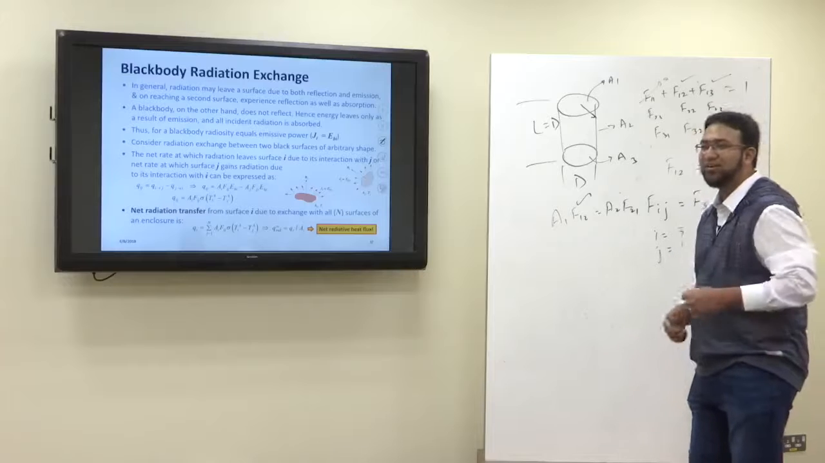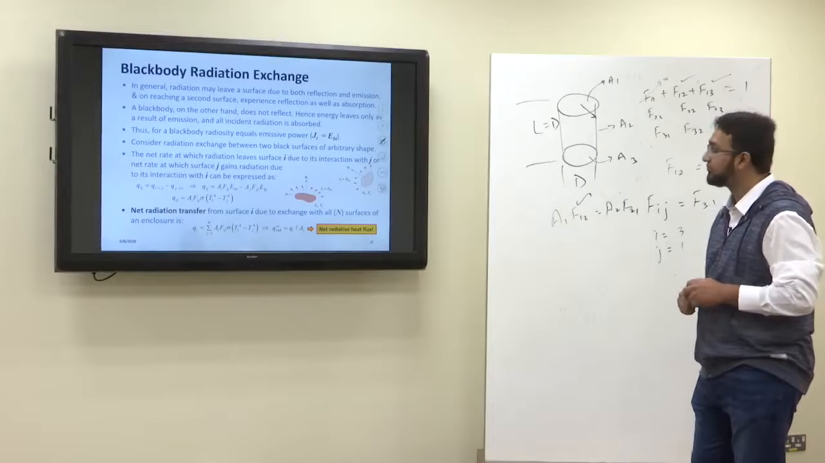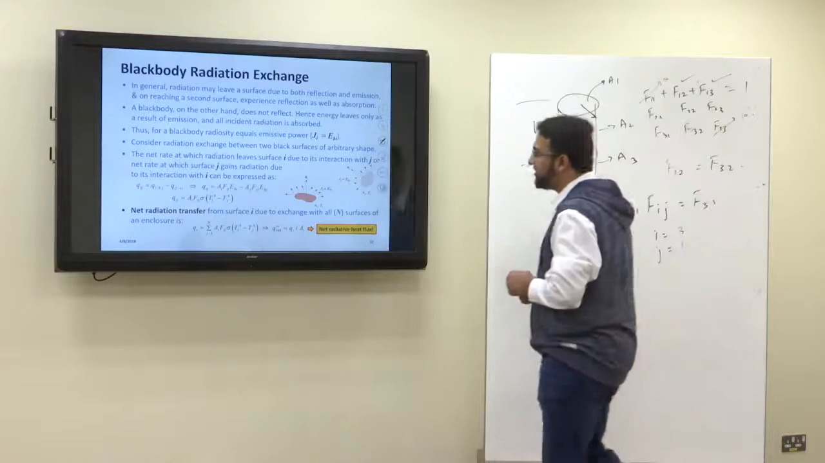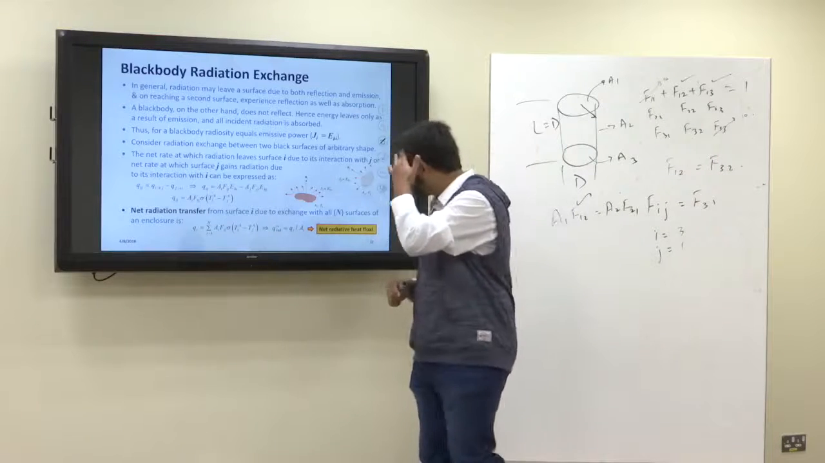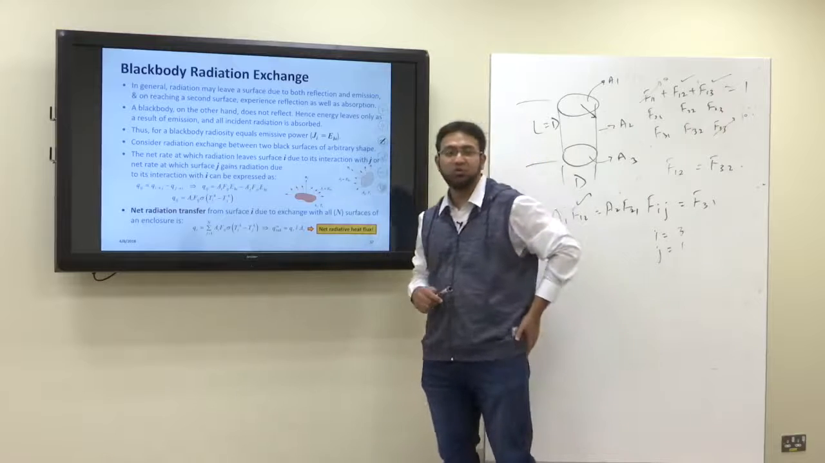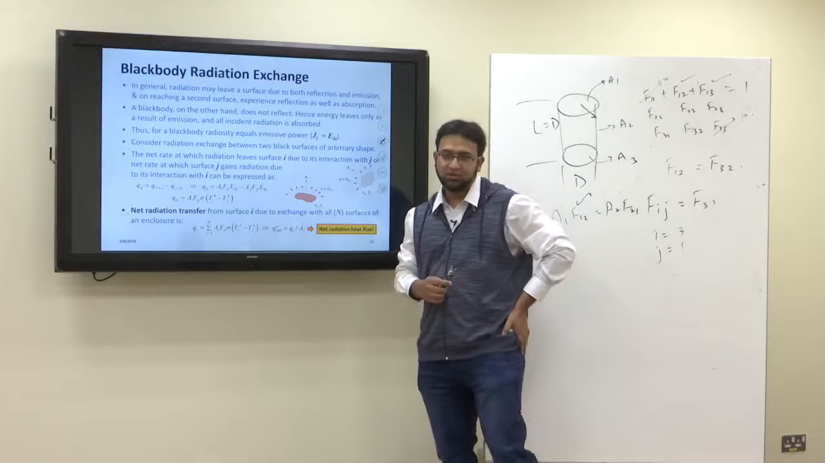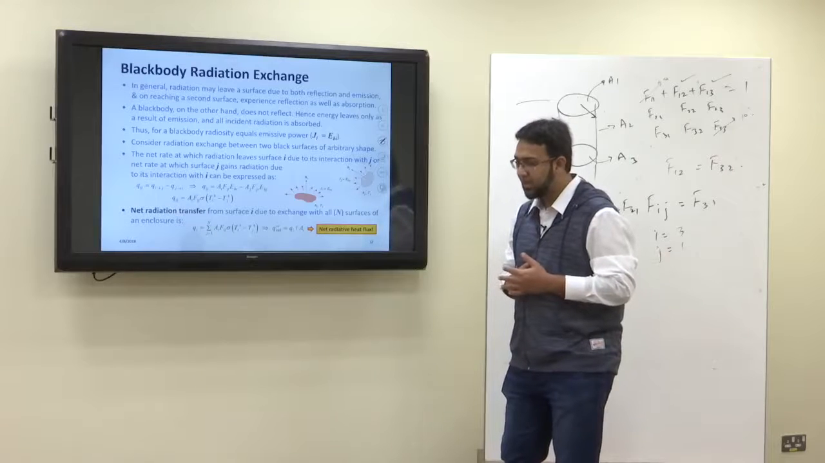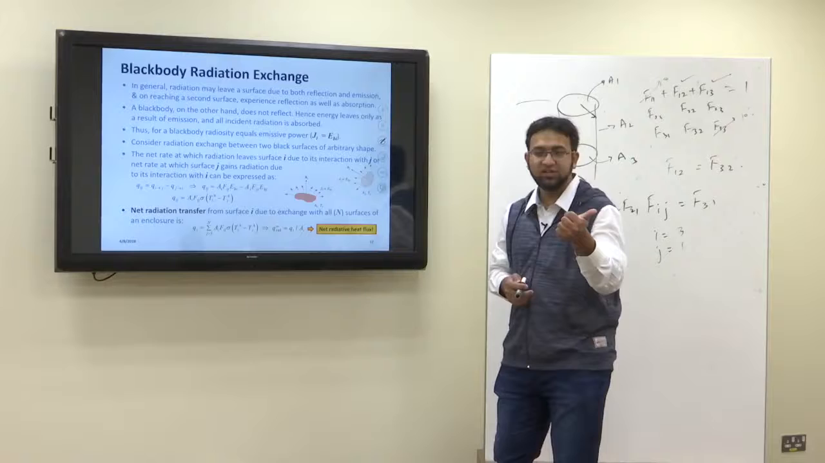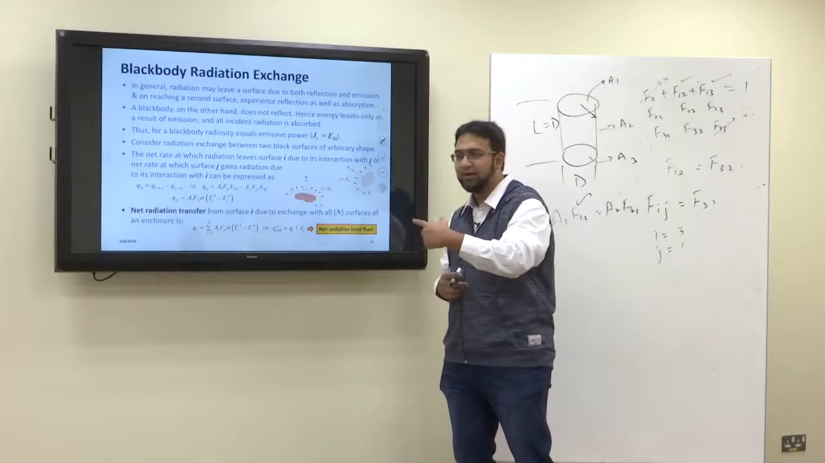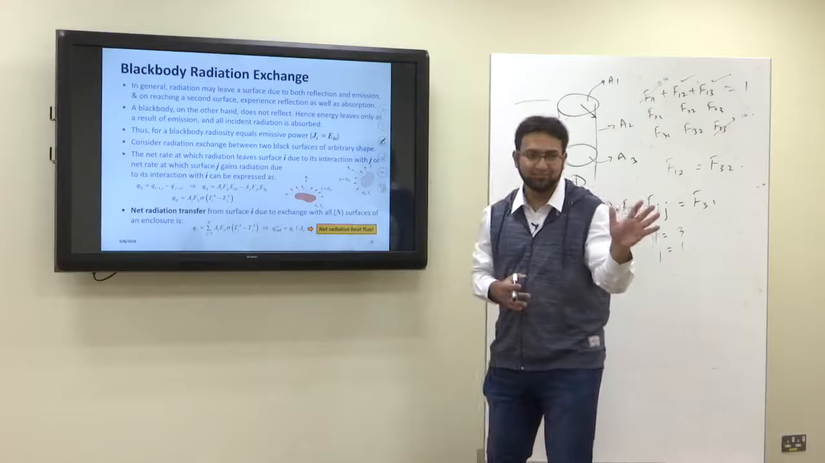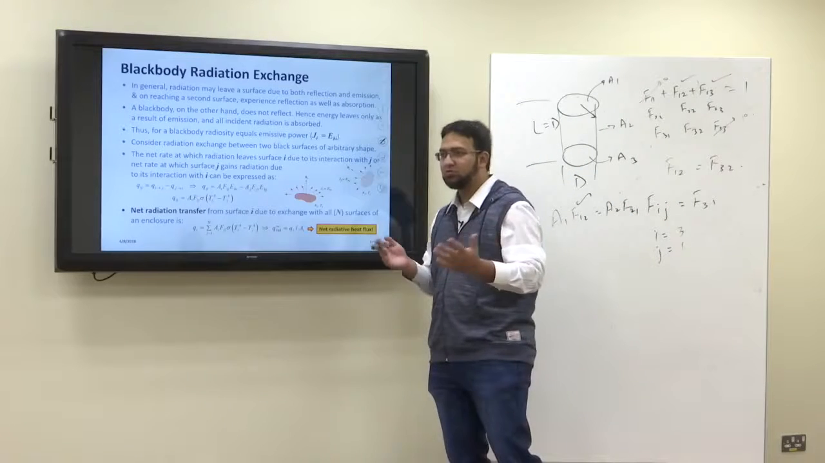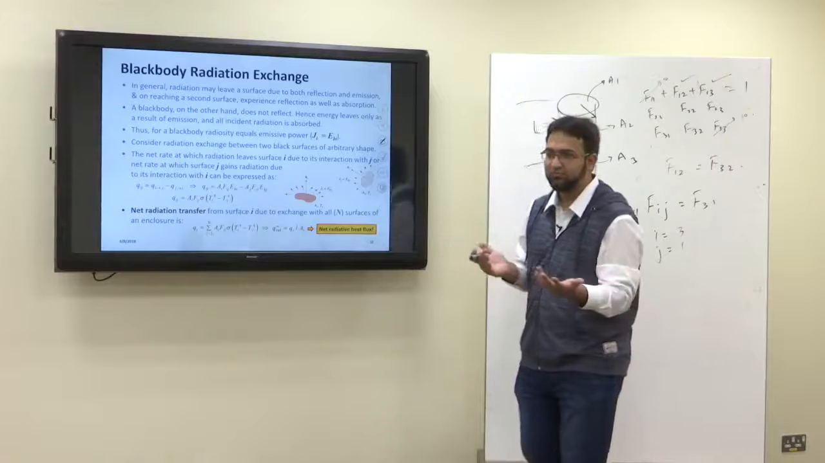Okay, so black body radiation exchange. Suppose I have two bodies and we assume that the two bodies are black bodies. The definition of a black body is that it absorbs everything. It does not reflect anything. Since all the radiation coming to it is absorbed, nothing is reflected.